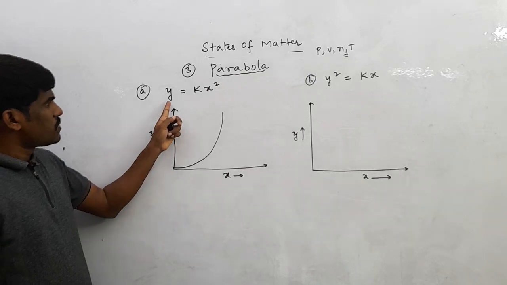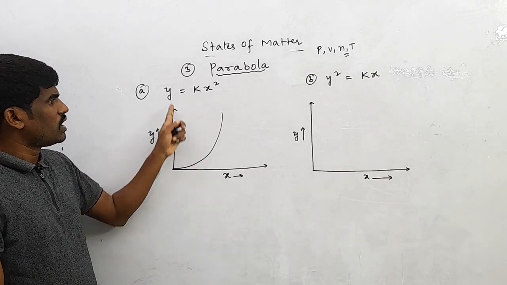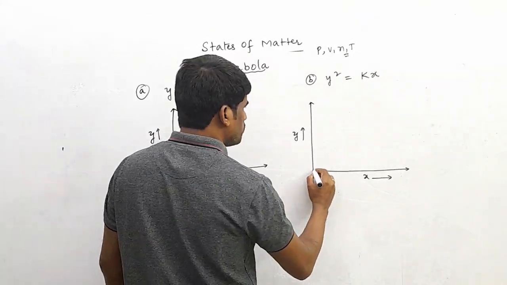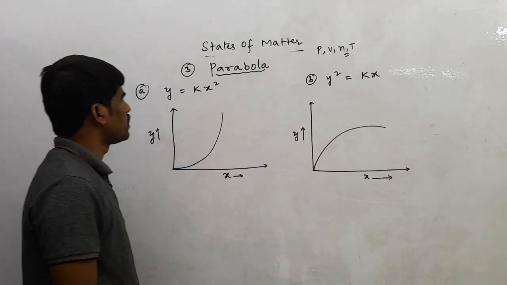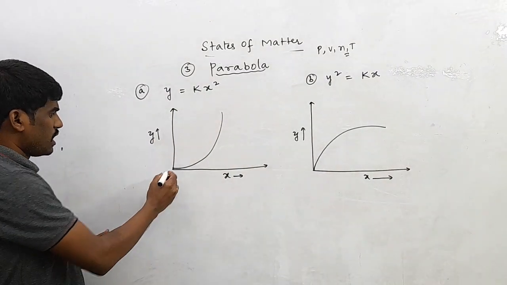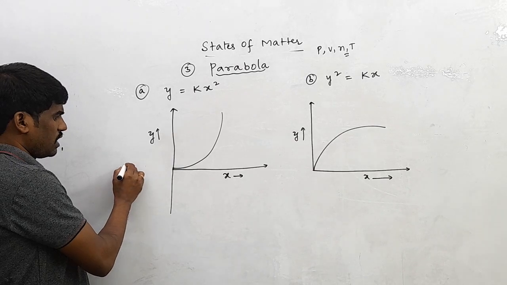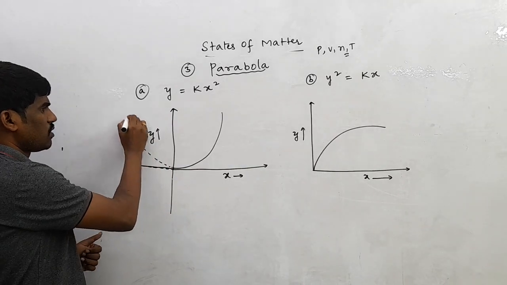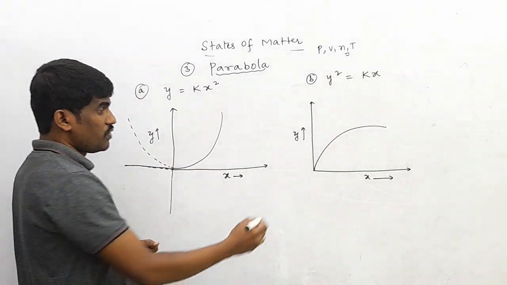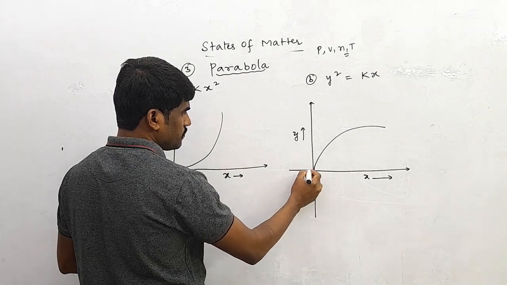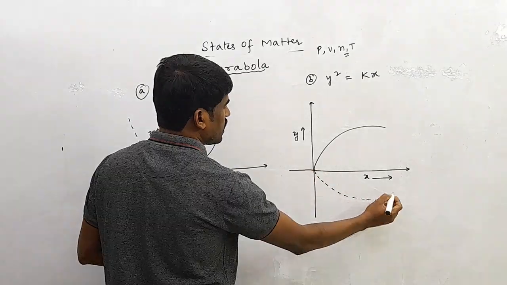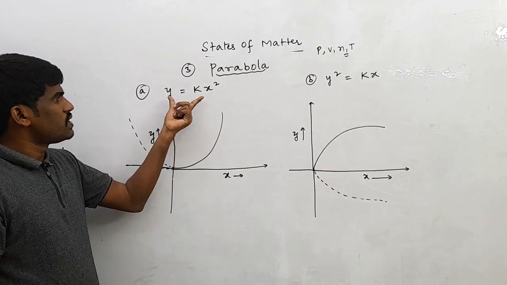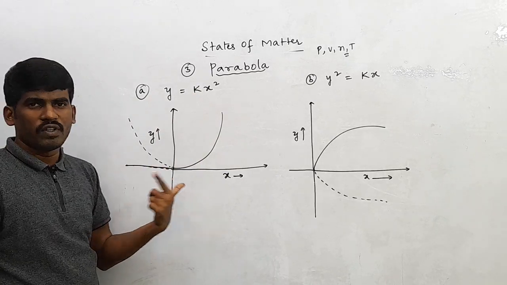This graph, if you observe it, is also a parabola. Y is equal to kx square, y square is equal to kx, that is also going to be a parabola. If you extrapolate the graph like this, it is symmetrical around the y-axis. And if you extrapolate the graph over here, it is symmetrical around the x-axis. So y is equal to kx square type of graph we may also discuss.